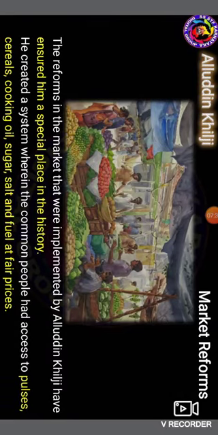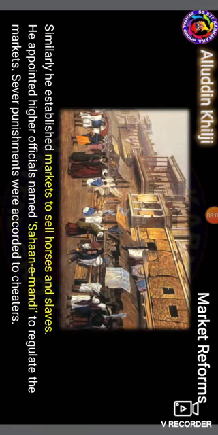And then the market reforms. The market reforms implemented by Alauddin Khilji earned him a special place in history. He created a system wherein common people could get cereals, cooking oils, sugar, salt, and fuel at fair prices. Similarly, he established markets to sell horses and slaves.